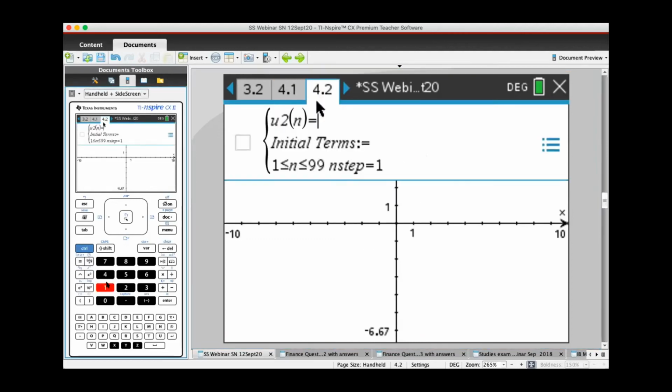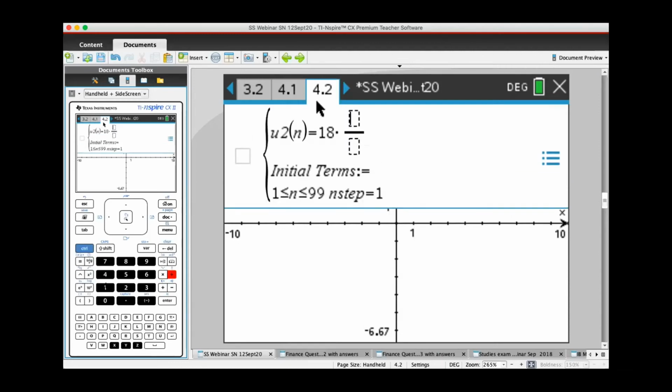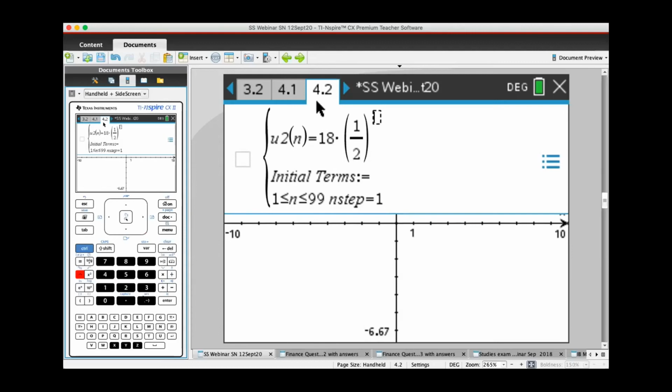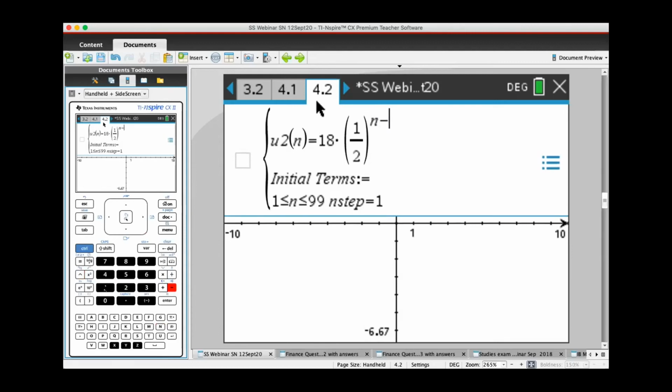So I'm going to do 18 multiplied by half. I'll take the opportunity to show you the fraction, and this is a half. I could have alternatively used a 0.5 and raised to n minus 1. And I'm going to graph now. This is a sequence and your n cannot be negative, and your n is already defined for you. It will take any values from 1 to 99. So I'm good. I'm going to graph this.